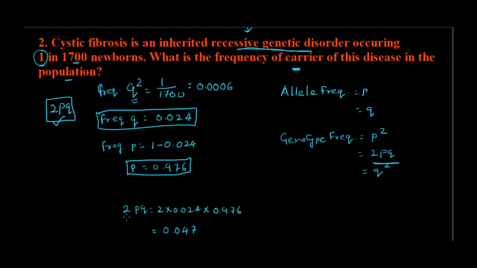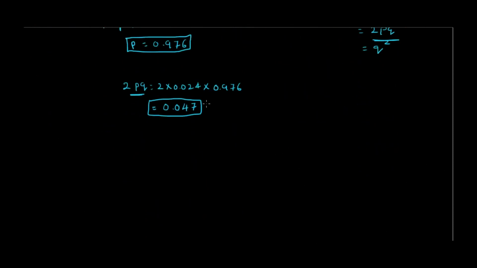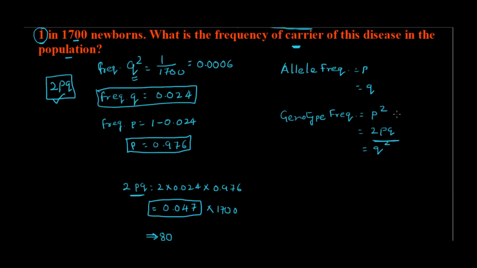So now they have asked for frequency of carriers. Okay, so 2pq is the frequency. In case they had asked me the number of individuals, what I need to do is multiply this number with the total population that they are talking about. Here it is 1700. So the number of individuals that are carriers in this particular population would be 0.047 into 1700. That becomes 80 individuals in the population are carriers. Okay, and in case you had to find out other frequencies, you simply need to take the square of p, that will give you p square. For q square we have already found out, so this is the q square.